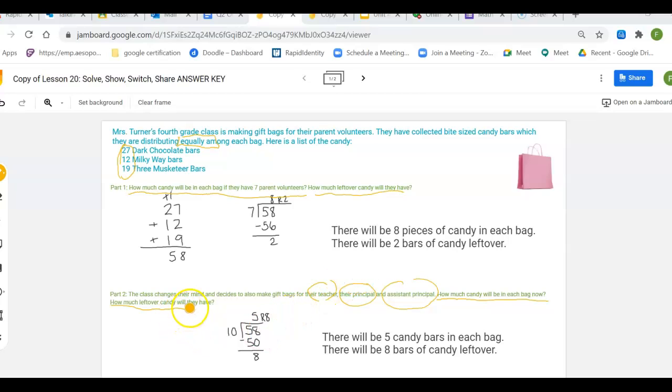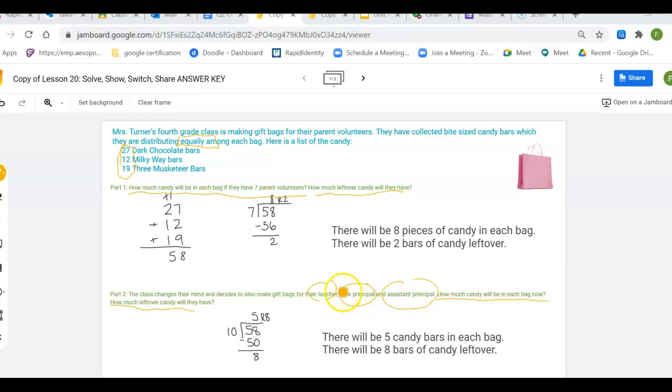Let's go down to part 2. The class changes their mind and decides to also make gift bags for their teacher, their principal, and assistant principal. How much candy will be in each bag now? How much leftover candy will they have? So now we've got the 7 parent volunteers at the top. Now they decide to add more people to it. They're going to distribute candy to their teacher, principal, and the assistant.